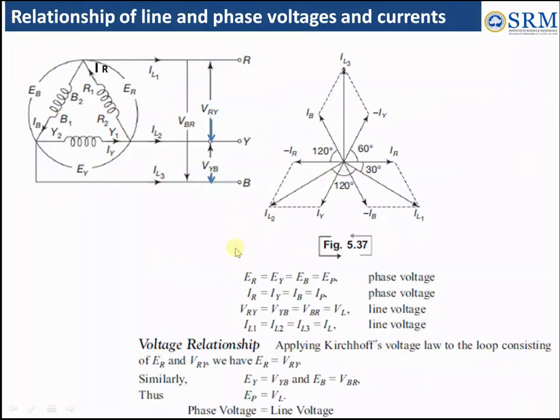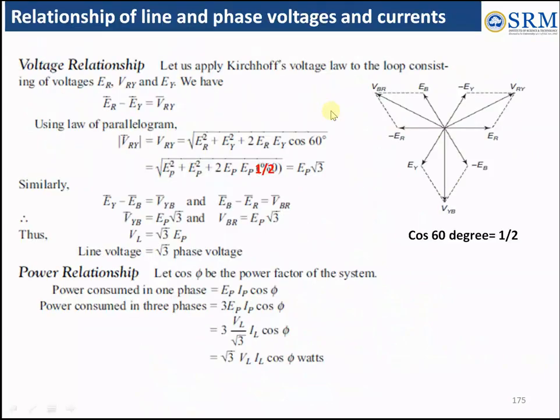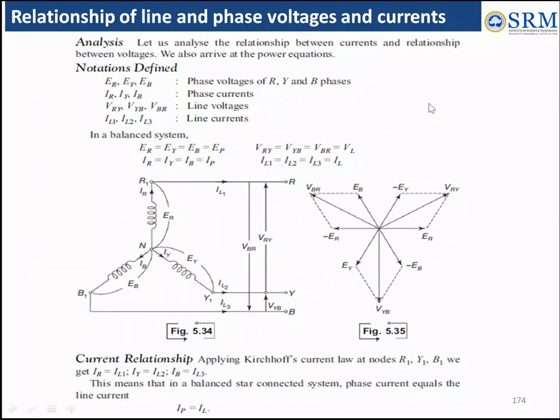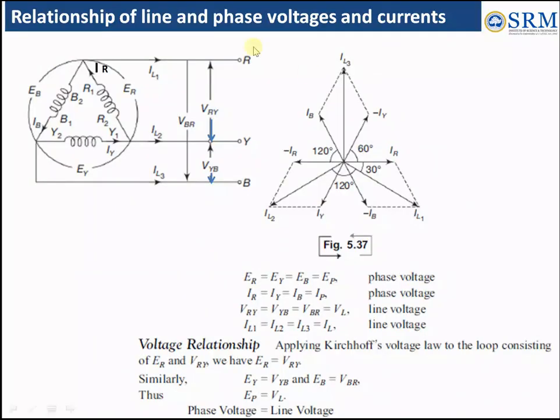Now we will analyze the relationship between phase voltage and current, and line voltage and current also. For that we draw the phasor diagram. Here the phasor diagram comes in this way. Previously it was like this, or we can take it in this way itself. Fine, an inverted Y is what they have taken. Now we have to take the diagram as shown here. So we can see that here it is IB, IR and IY.